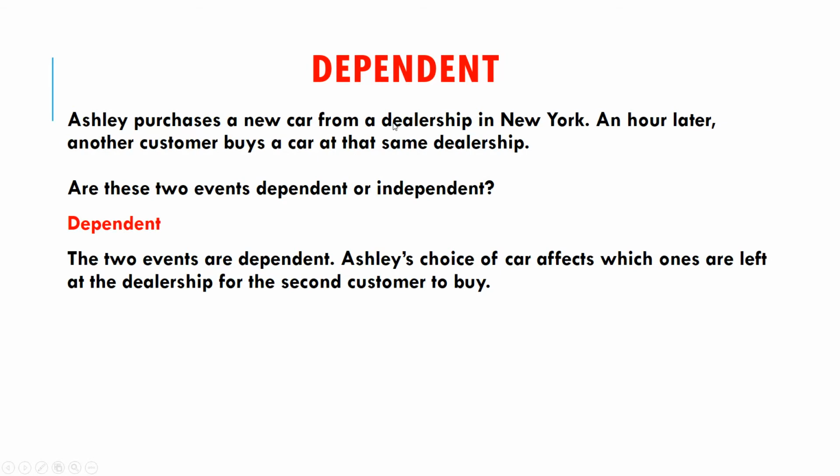Now the dependent event. Ashley purchases a new car from a dealership in New York. An hour later, another customer buys a car at the same dealership. See, same dealership. So are these two events dependent or independent? The answer in this case is dependent. So what is the logic? Why are the two events dependent? Because Ashley's choice of car affects which ones are left at the dealership for the second customer to buy.